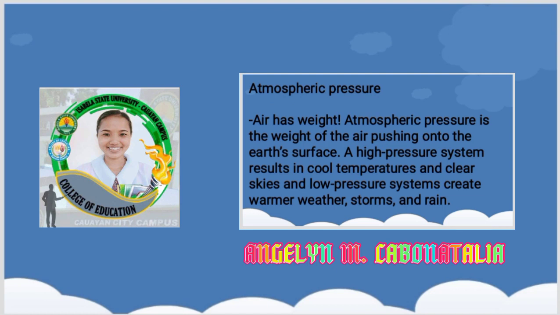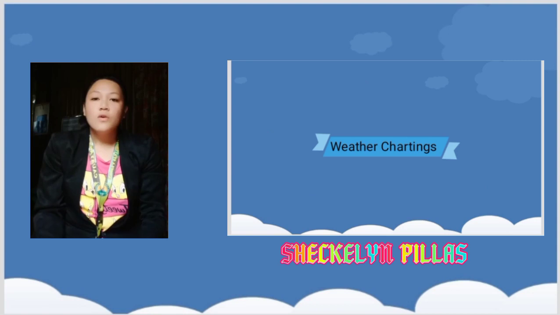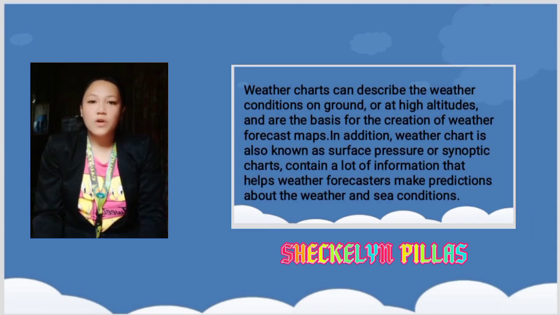So, let's proceed to the last, the atmospheric pressure. Air has weight. Atmospheric pressure is the weight of the air pushing onto the Earth's surface. A high pressure system results in cool temperatures and clear skies, and low pressure systems create warmer weather, storms, and rain.